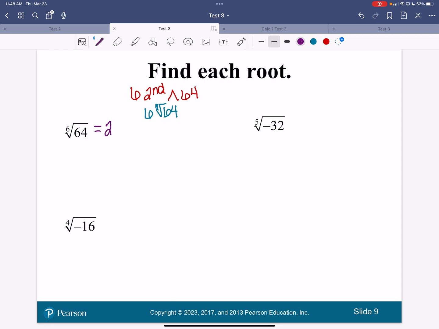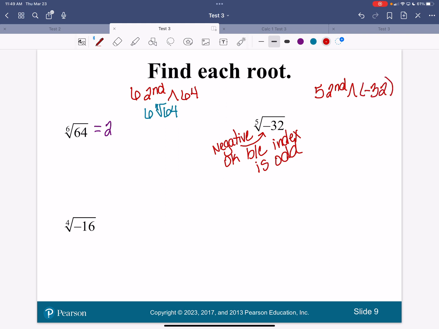Good. Now, is a negative okay right here? Okay, yes. Why? Good. Negative okay because index is odd. Okay, so let's talk about keystrokes. We're going to have 5, then we're going to have second, caret top. I want you to put the negative 32 in parentheses. You want to get into that habit. What do you get? Negative 2, good.